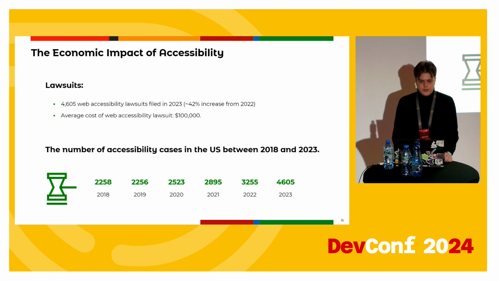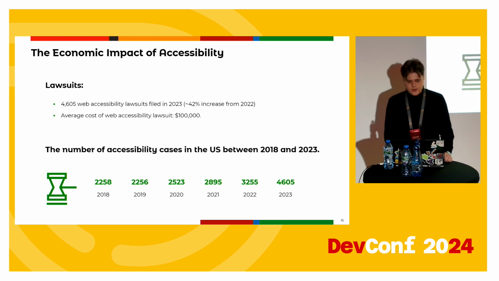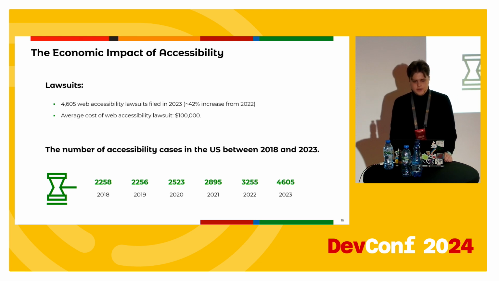Failing to address accessibility not only excludes millions of potential users, but also opens businesses to significant legal and financial risks. The number of web accessibility lawsuits has increased in recent years, with about 4,000 lawsuits filed in 2023, representing a 42% increase over 2022. For businesses, the cost of inaccessibility goes beyond lawsuits. A 2021 study estimated that the average cost of web accessibility lawsuits is about $100,000.